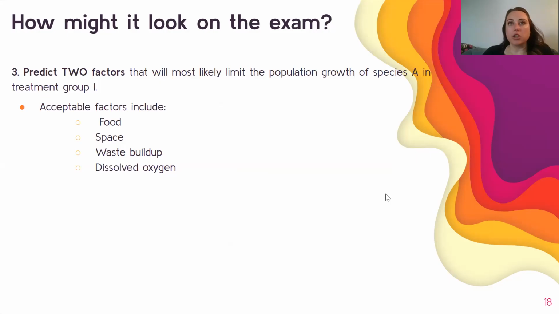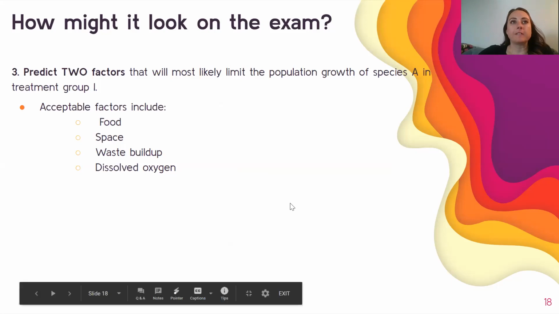Okay, and then two factors that are going to limit population growth: food, space, access to dissolved oxygen, because I'm pretty sure this is aquatic, and then waste buildup. As toxins and waste build up, things are going to start to die. Remember, they're in a container. You didn't have to include all of these, just two.